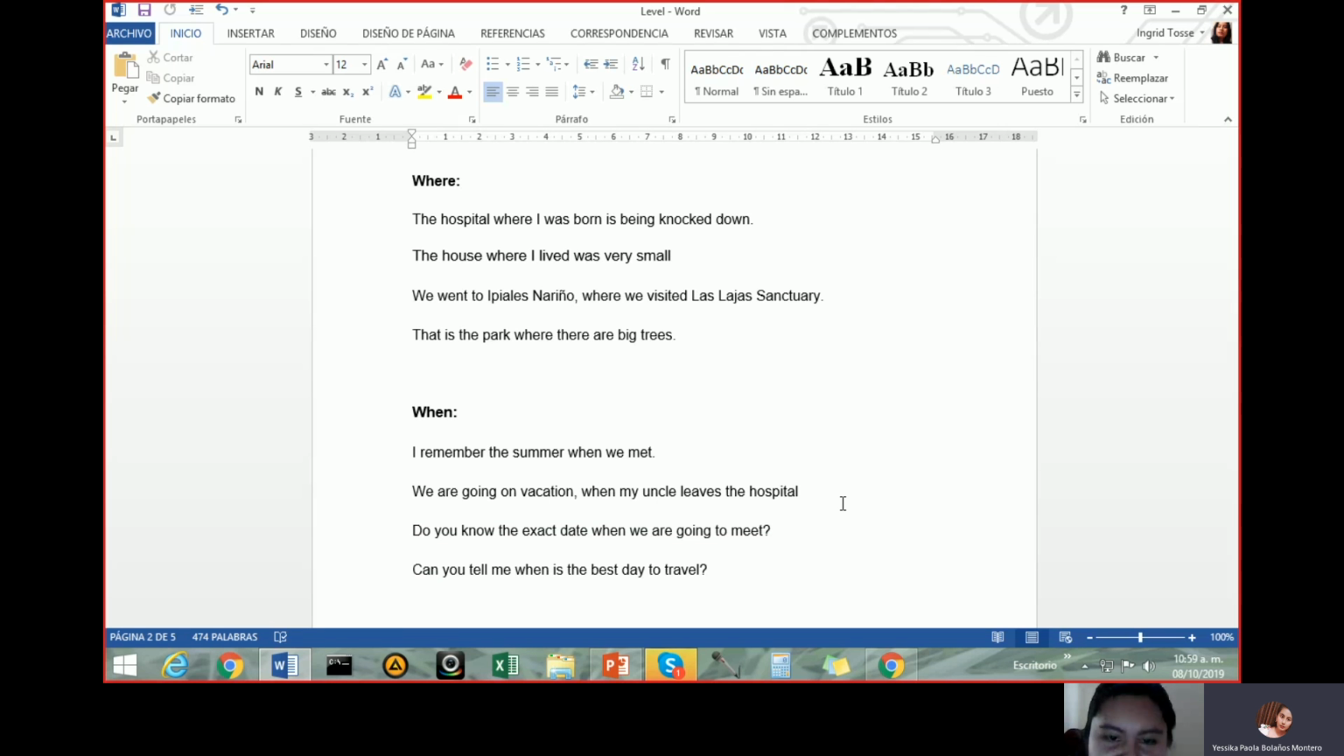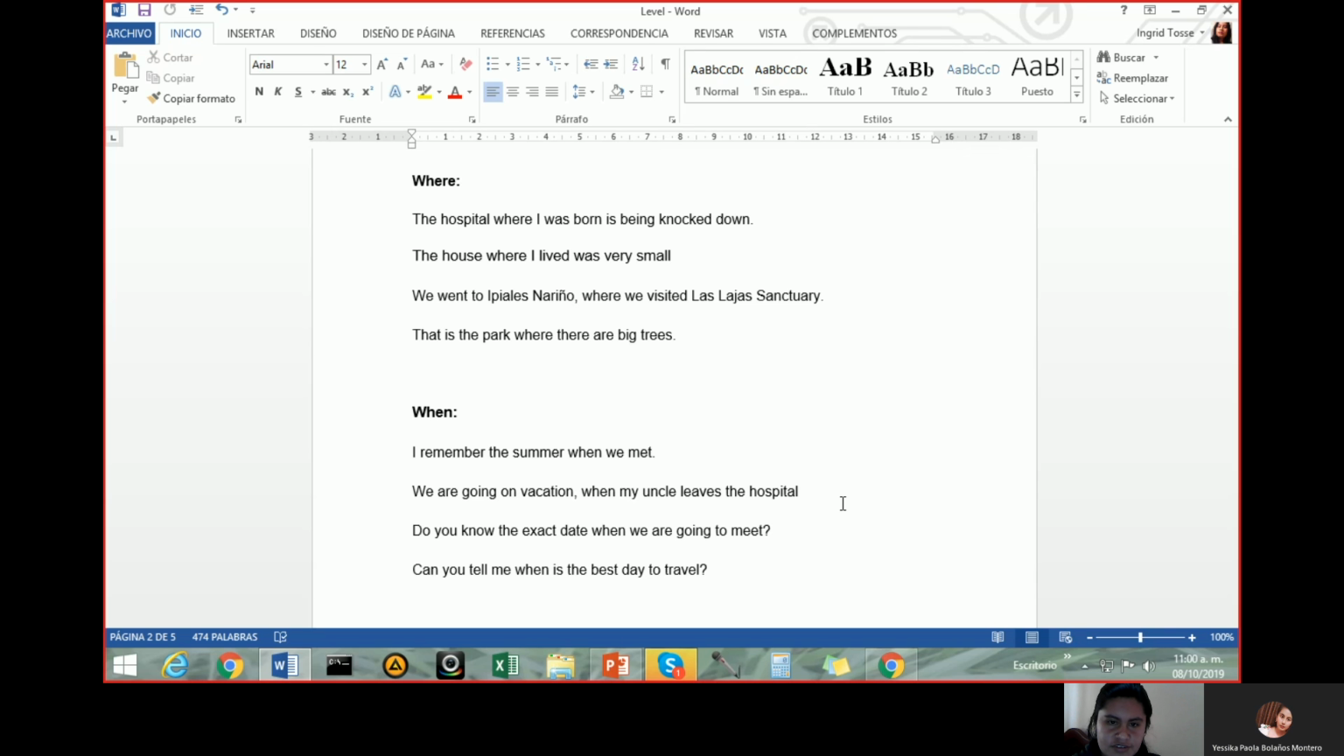The hospital where I was born is being knocked down. El hospital donde yo nací está siendo, I don't know, knock it down. You can see that, knock it down. We can apply this sometimes to restructuring, or sometimes to destruction, for example. Now with the second. Okay, the house where I lived was very small. La casa donde yo viví era muy pequeña.